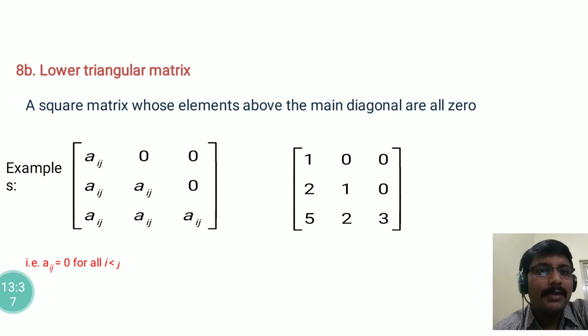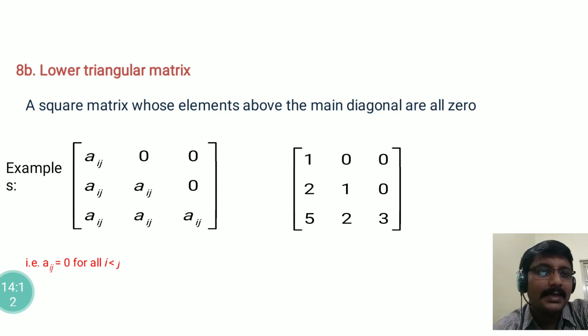Lower triangular: a square matrix whose elements above the main diagonal are all zeros is called lower triangular. So clearly we can observe the examples. In the first example, above the principal diagonal the elements are zeros, that is Aij equal to 0 for i less than j. In the second example, above the principal diagonal the elements are clearly zeros. The principal diagonal elements are 1, 1, 3. So clearly above the principal diagonal the elements are zeros.